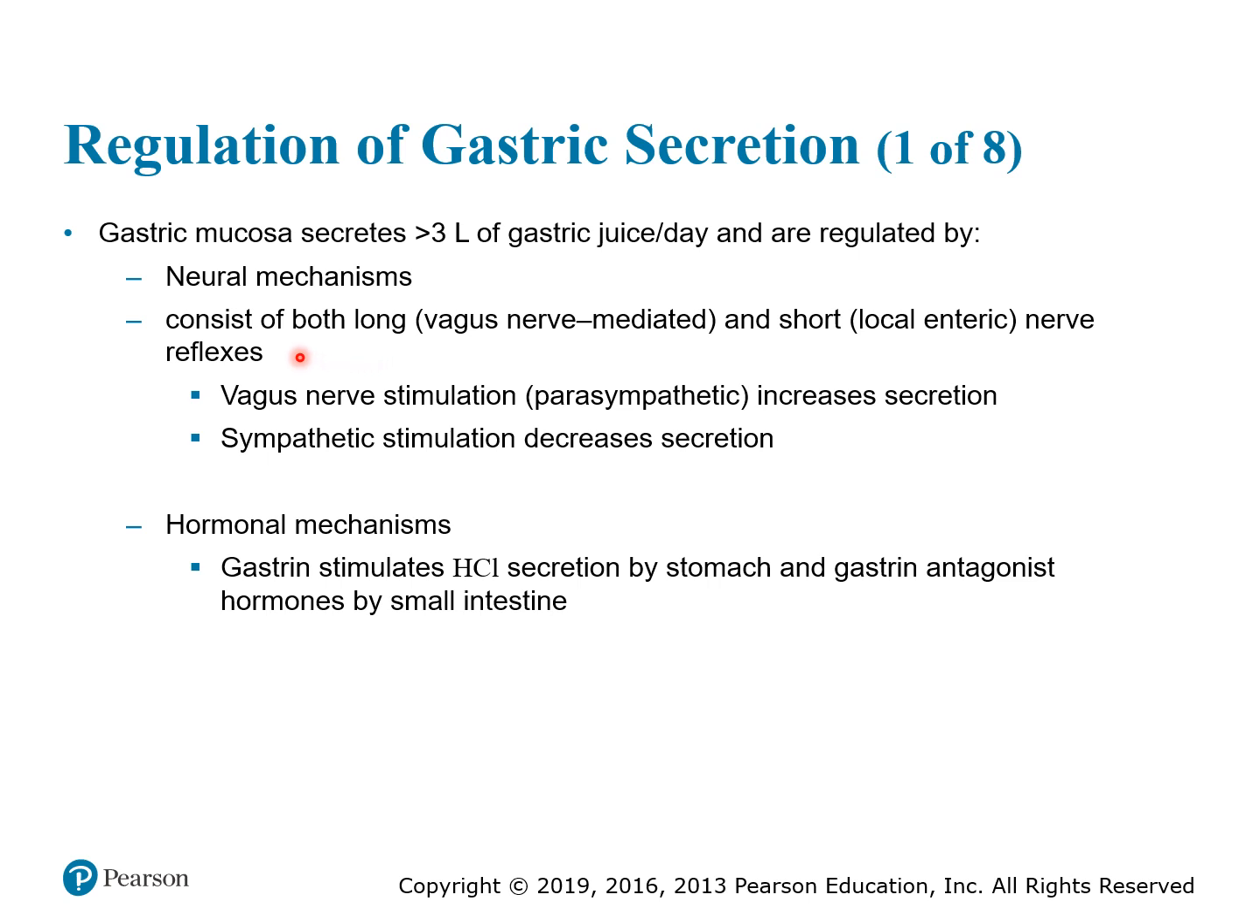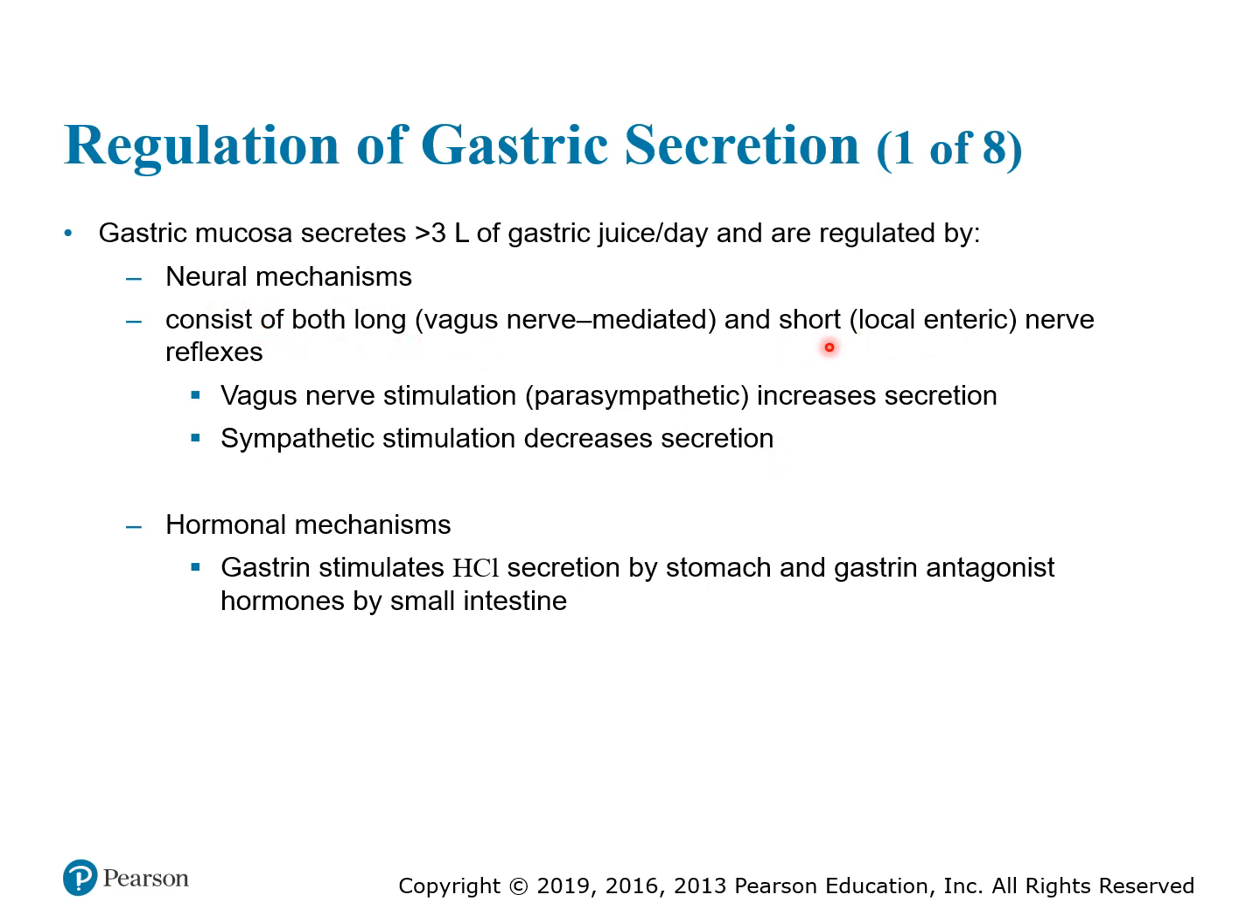Remember when we were doing the general alimentary canal, we said there are short reflexes which are enteric because there is a gut brain, right? The gut has its own brain. So there are short reflexes, and then there are long reflexes. Long reflexes are through the vagus nerve, and vagus nerve stimulation is parasympathetic. It increases the secretion, and the sympathetic stimulation decreases the secretion. So neural mechanism consists of both long and short.